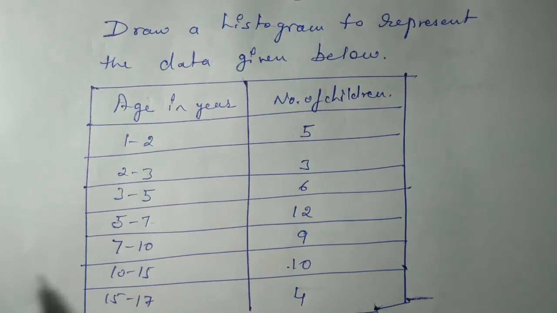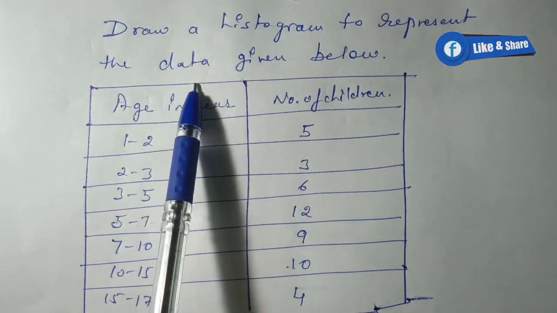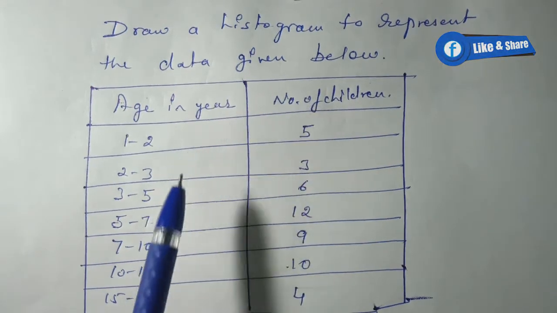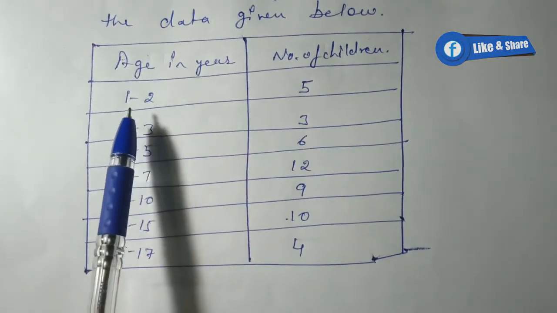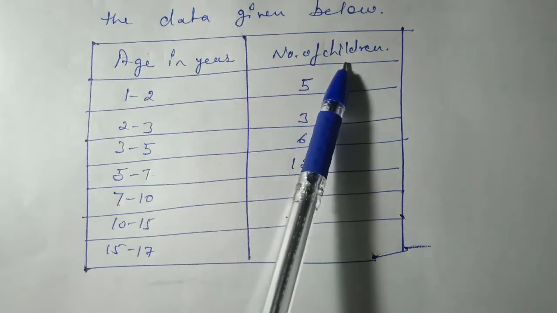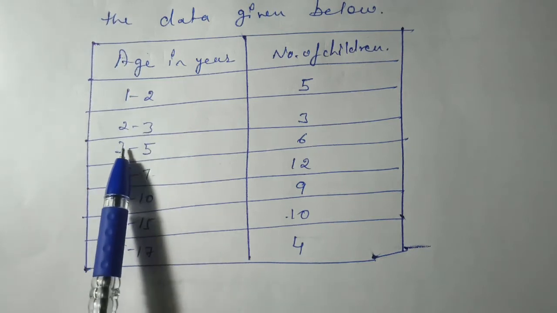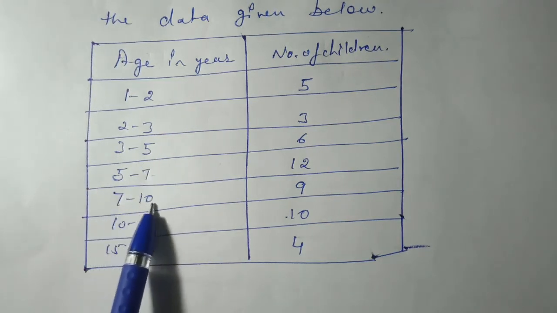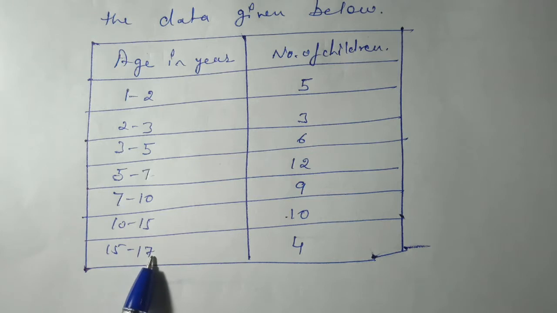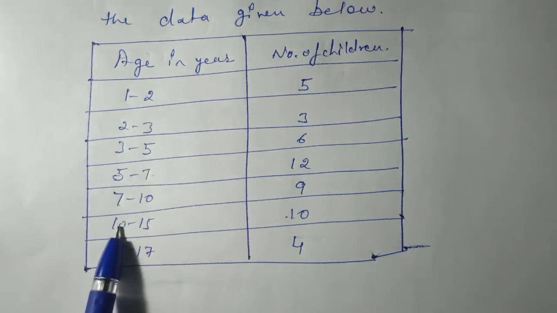Yes, students, today we're going to learn how to draw a histogram of the data given below. This data is special, we can observe it. It shows the age in years and the number of children. Age in years is 1 to 2, 2 to 3, 3 to 5, 5 to 7, 7 to 10, 10 to 15, 15 to 17. We observe that the class interval is continuous.